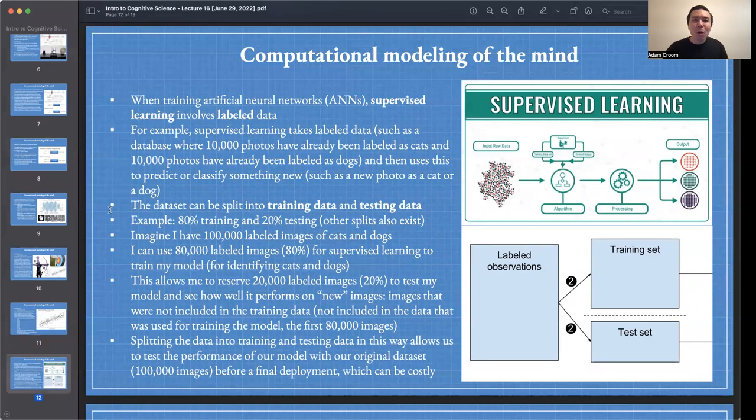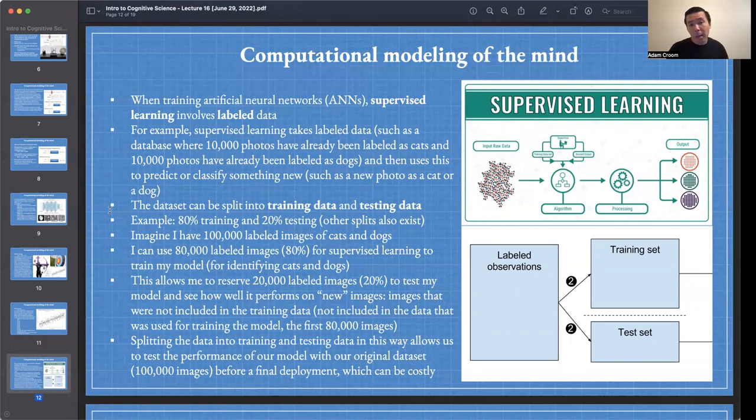When training artificial neural networks, supervised learning involves labeled data. So we can have humans that label pictures as that's a cat, that's a dog. For example, supervised learning takes labeled data, such as a database where 10,000 photos have already been labeled as cats and 10,000 photos have already been labeled as dogs. And then supervised learning uses this to predict or classify something new, such as a new photo, whether that photo is a cat or a dog.